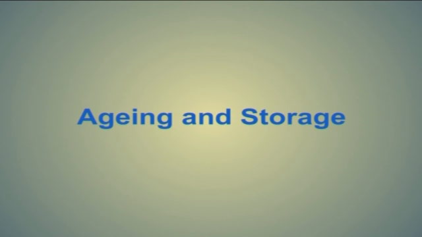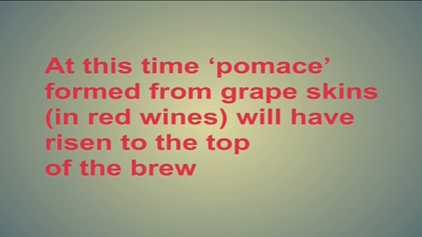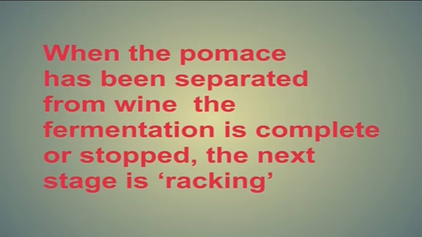Aging and storage. The fermentation is usually over in 3 to 5 days. At this time, pomace formed from grape skins in red wines will have risen to the top of the brew. At the end of this fermentation, the wine is allowed to flow through a perforated bottom if pomace had been allowed. When the pomace has been separated from wine, the fermentation is complete or stopped. The next stage is racking.